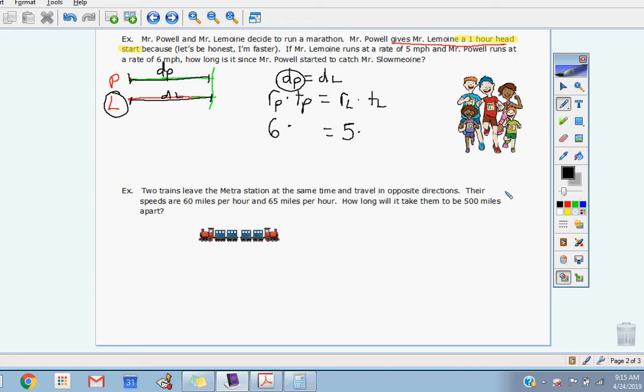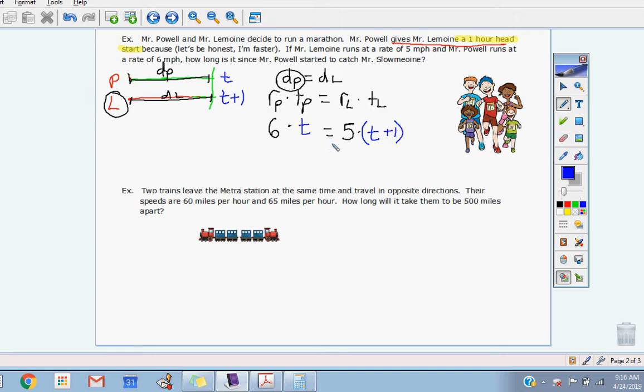So now, and this is the tricky part of the problem, what you have to do is say, all right, let's make Mr. Powell's time T. Well, that means Mr. Lemoyne has actually not been on the road the same amount of time, but on the road 1 hour longer than Mr. Powell. So we got to relate it back to one variable. So the time for Powell now becomes T, and the time for Lemoyne becomes T plus 1.